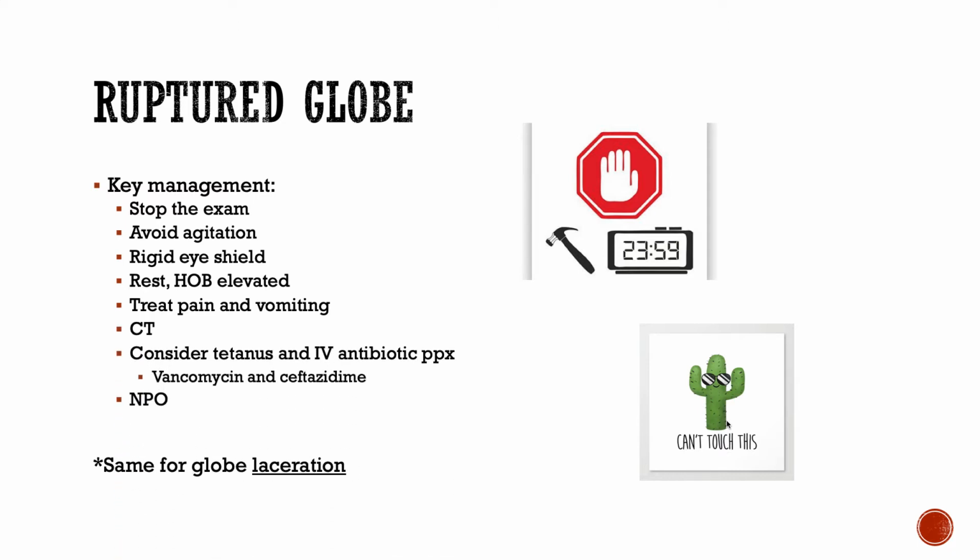Oftentimes these kiddos, especially with the mechanism, will get a CT of the face and the orbit to make sure there's no other injuries, no orbital hematoma, no intraocular foreign body. And then you want to consider their tetanus status as well as IV antibiotics. Oftentimes it is recommended to start IV antibiotics. Again, you'll talk with ophthalmology, but the typical recommendation is vanc and ceftaz because of the risk of internal eye infections, so endophthalmitis. There's significantly poor prognosis associated when that does occur, and so you do want to cover that prophylactically.